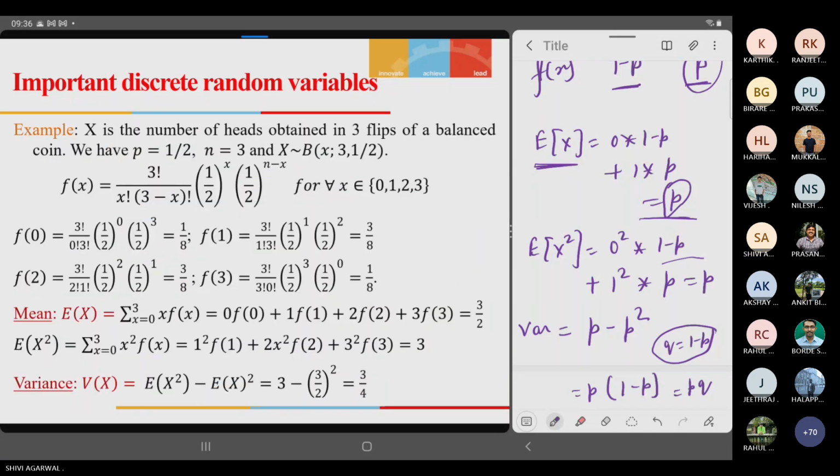For example, say X is the number of heads obtained in 3 flips of a balanced coin. So here n is equal to 3 and p is equal to 1 by 2, and X follows the binomial distribution with n equal to 3 and p equal to half. X can vary from no success, one success, two successes, up to 3. We have to flip 3 coins only, so the maximum number of successes is 3.